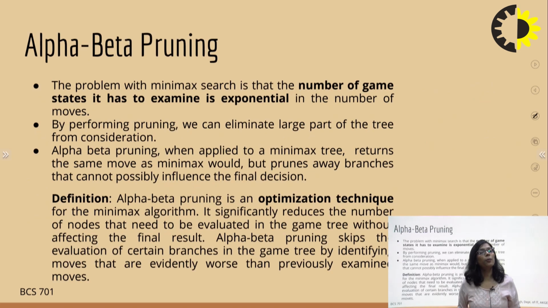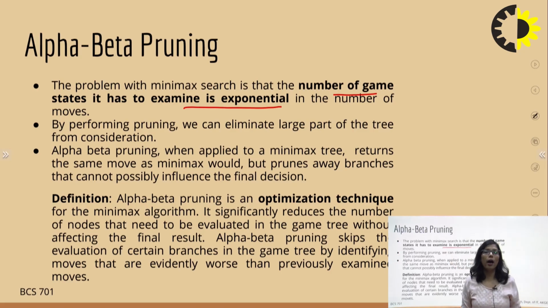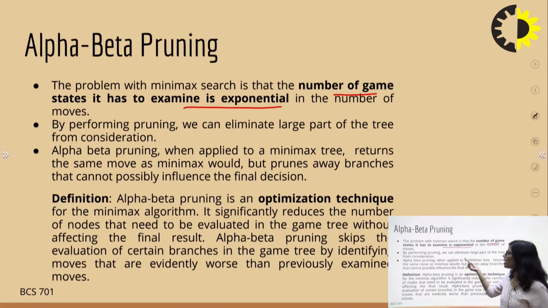Now to overcome the problems that we have encountered in the min-max algorithm, we have alpha beta pruning. Now in alpha beta pruning, what happens? In min-max, the number of game states it has to examine is exponential. So the states that have been created are exponential in nature. So to reduce the number of states that we need to explore to find the optimal moves, we have to prune certain branches which will have no impact on the results, right? So by performing pruning, we can eliminate a large part of the tree from consideration.